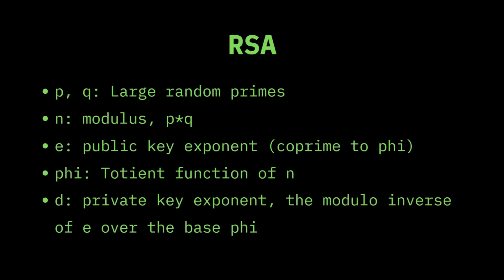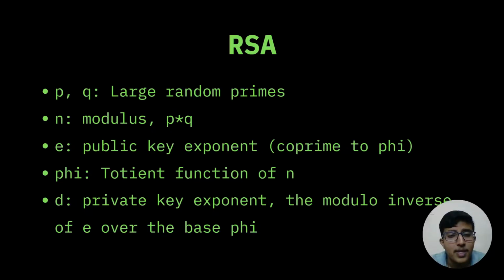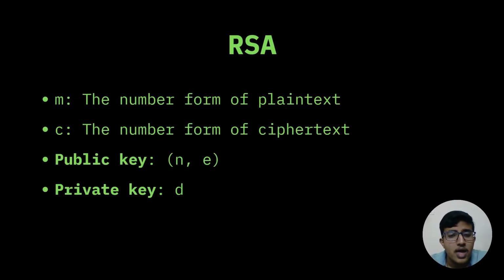Then d is the private key exponent, which is the modular inverse of e modulo phi. At last, we have m and c, which are the integer forms of plaintext and ciphertext, respectively. And also, we define the public key as the pair of n and e and the private key as d.